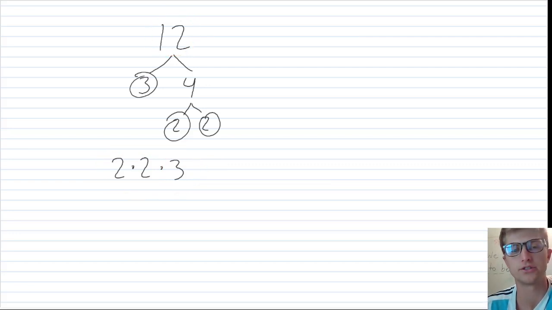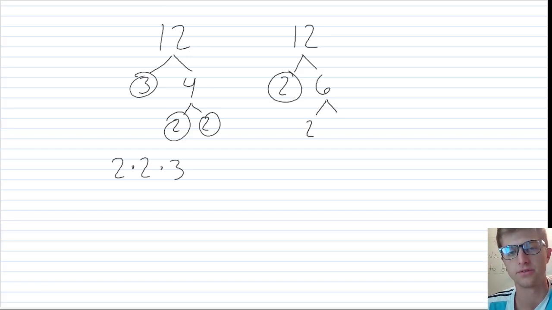All right, let's do 12 again, but instead of doing 3 times 4, let's do 2 times 6. 2 times 6. Can 2 break down? No, we learned it's one of our primes, so we can circle it because it's done. How about 6? We can get 6 by doing 2 times 3.